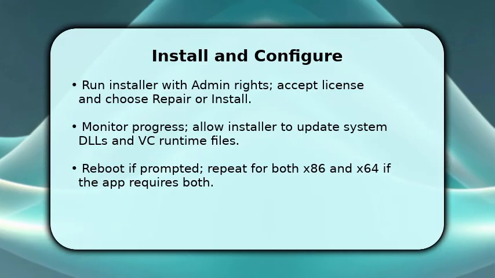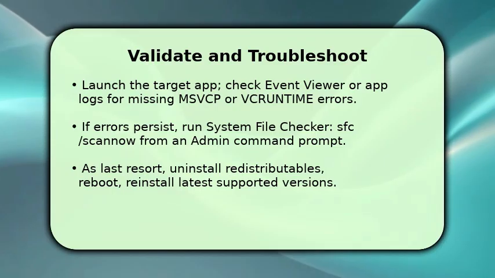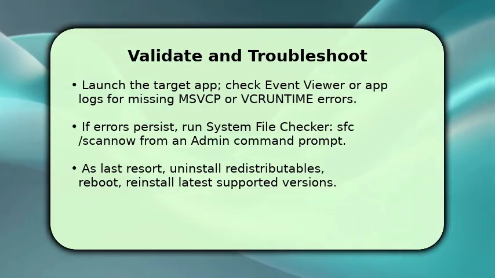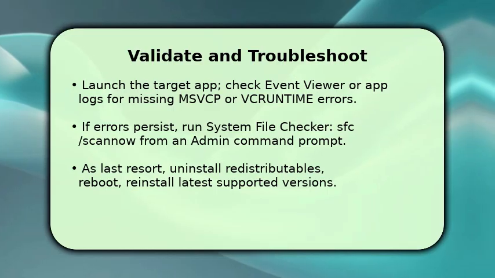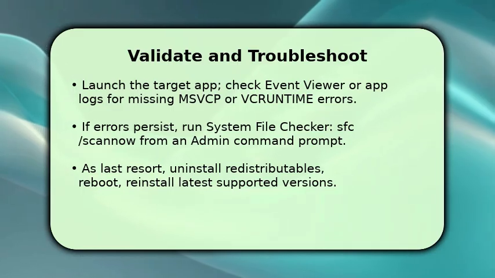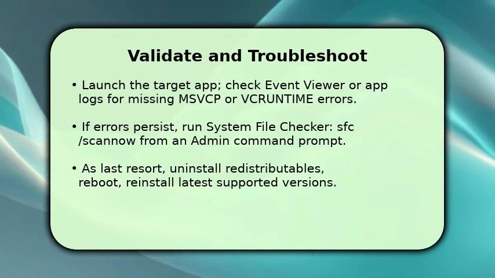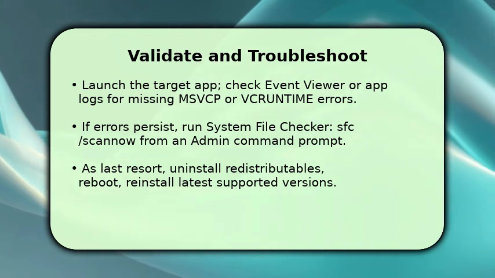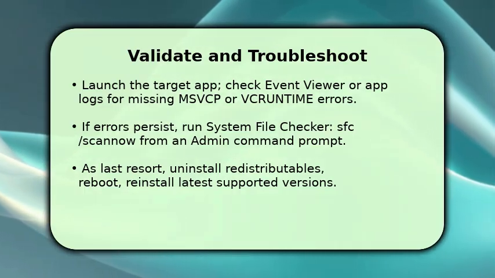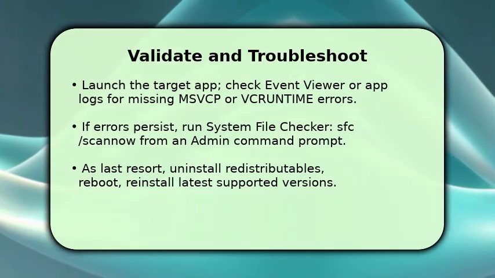After reboot, open the application that needed the redistributable and confirm it runs. If you see complaints about missing MSVCP or vcruntime DLLs, check Event Viewer or the app log to identify which version is lacking. If problems persist, run sfc /scannow from an elevated command prompt to repair system files, and then reinstall the correct redistributable. If that fails, uninstall all Visual C++ redistributables, reboot, and perform a clean reinstall of the required versions as the final recovery step.